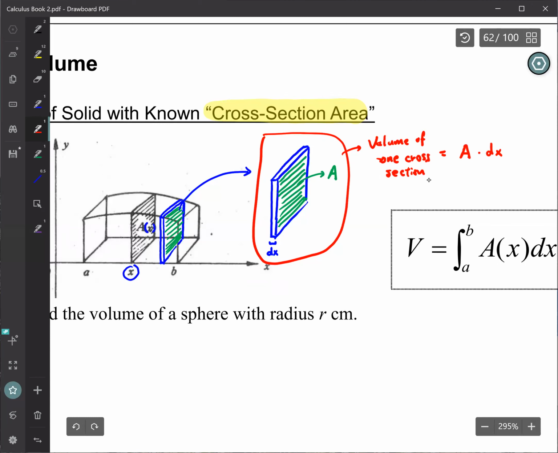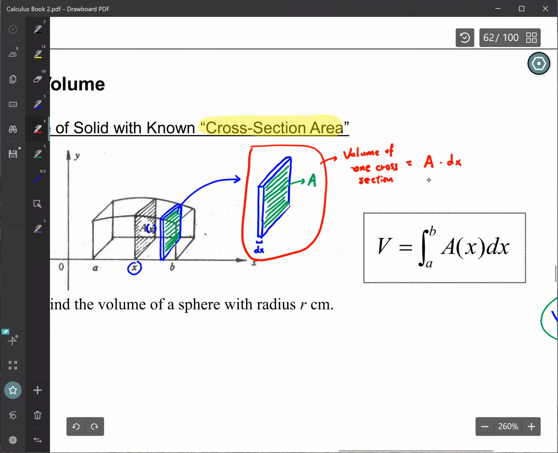It's like taking the base area times the height. Area is like length times width, and dx is like the height. So multiplied together, they give you the volume. So if you have an infinite number of these cross sections and you add them up, then we get the volume of the whole solid. So this part is the cross section, the cross section volume.